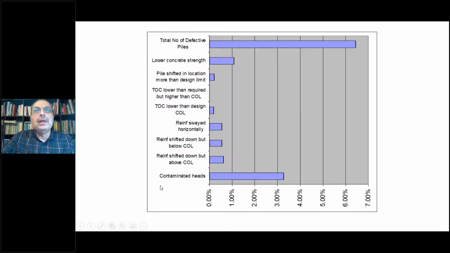You can see contaminated heads is next to the total number. So most of the defects in the piles, these are for foundation piles, by the way. This graph is for foundation piles. It's not for shoring. So contaminated heads usually are 3% of the projects. We're talking here about huge projects, hundreds and thousands of piles, not a project having 10 to 12 piles. You can easily control the production of 10 to 20 piles for a small project.